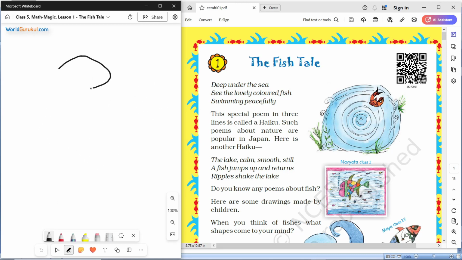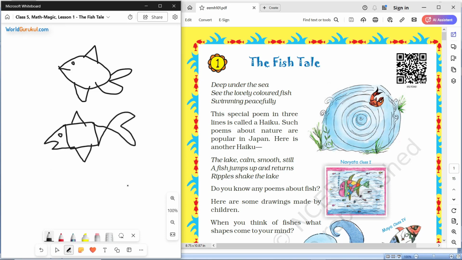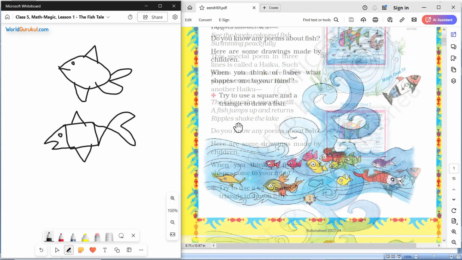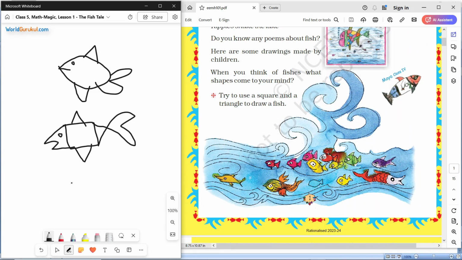Then draw an oval. Then this is the mouth and this is the tail. That is flat and these are fins. Put a circle. This is a fish. That's it. This is a square. This is a fish. Simple to draw. So practice using more shapes and fine tune this fish drawing, right?